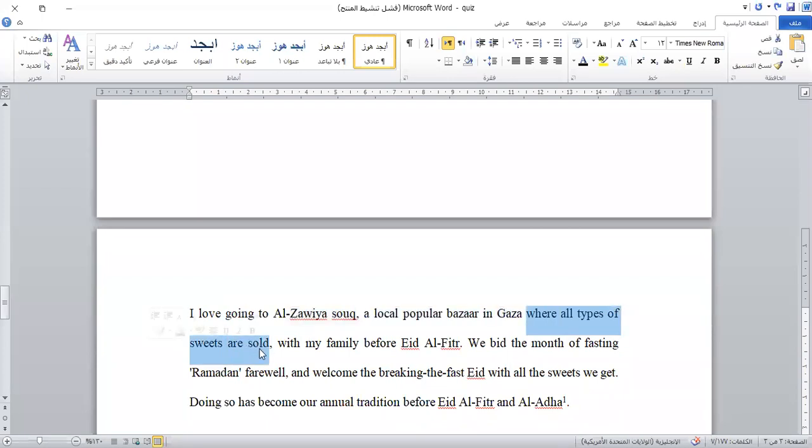So it's true. This does not contradict the fact that there are other things that are sold in this particular market. Like if I say, in Metro Market, where all types of chips are sold, does this mean that only chips are sold in Metro Market? No. So the target text does not say that only sweets are sold in this particular market. Makes sense? Yeah. Nida?